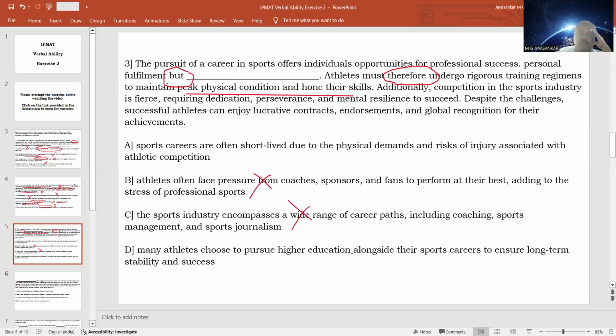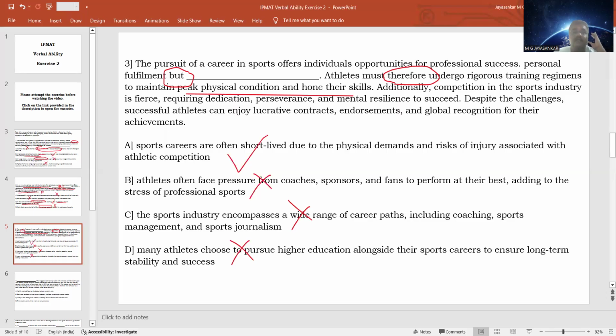Option D, many athletes choose to pursue higher education alongside the sports careers to ensure long-term stability. So again, it is talking about the importance. Some athletes are pursuing higher education, but what is the relevance of physical fitness here? If you say this, there is no relevance. So because of this, this also is not a correct answer.